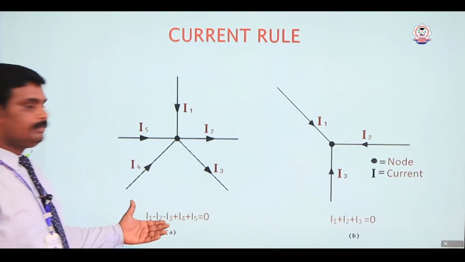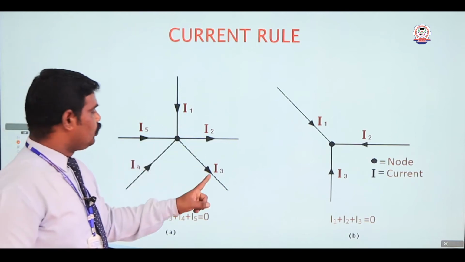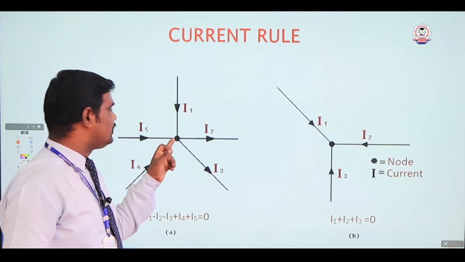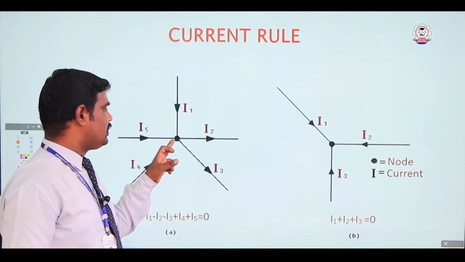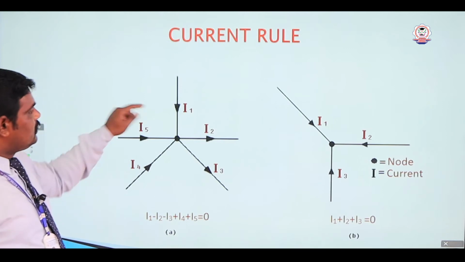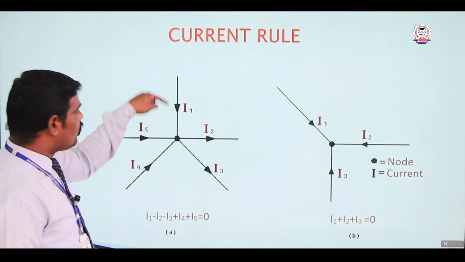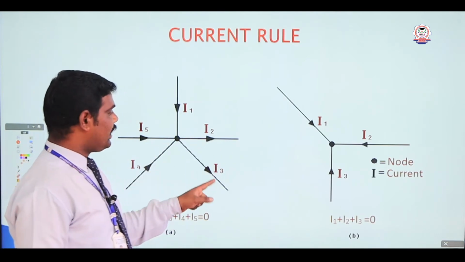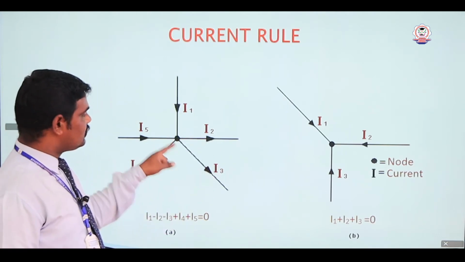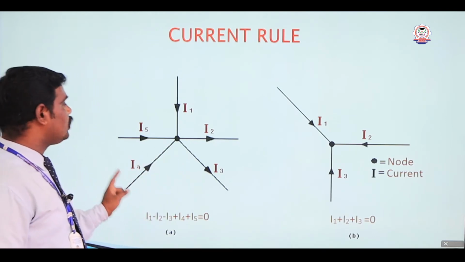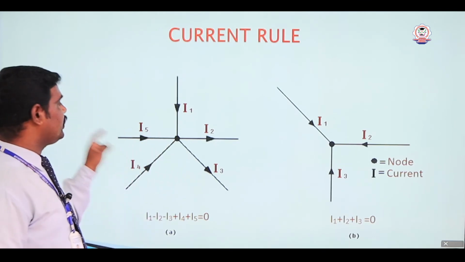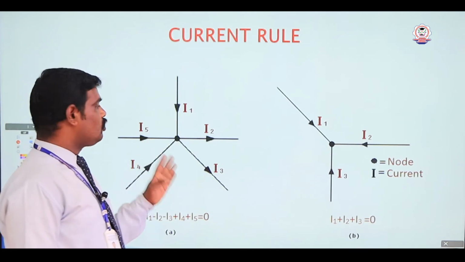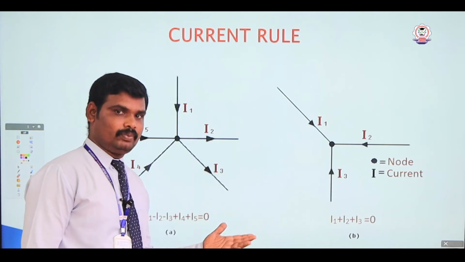See in this diagram, I1, I2, I3, I4, I5. So there are 5 electric currents meeting at this junction. The dot point is nothing but the junction, right. I1 is towards the junction, I2 is moving away from this junction, I3 is moving away from this junction, I4 is towards the junction and I5 is moving towards it. Towards the junction means we have to take positive, and outwards from the junction means we have to take negative.